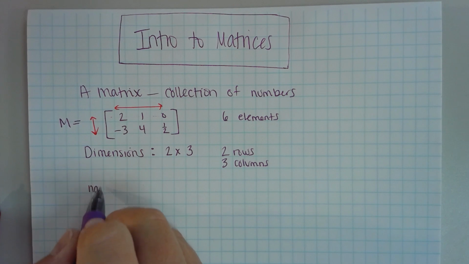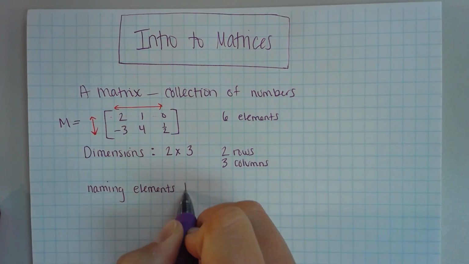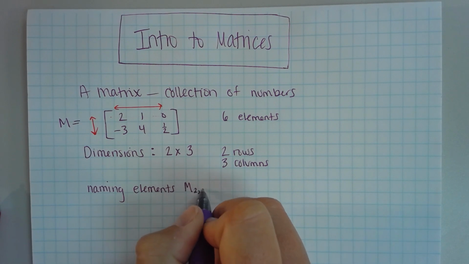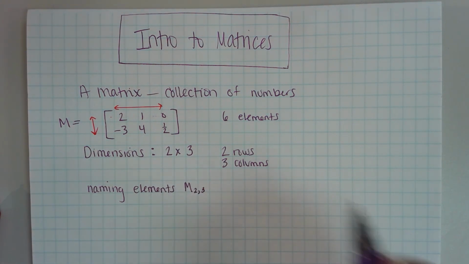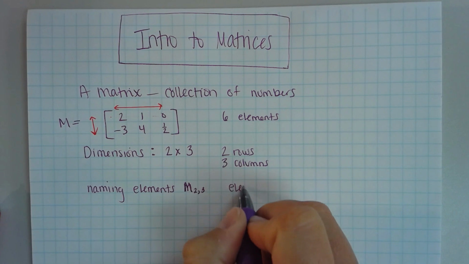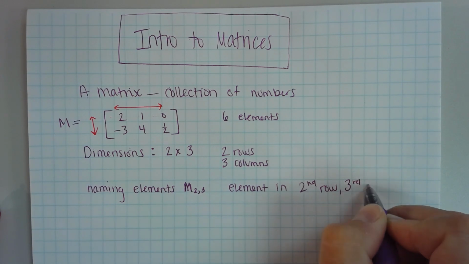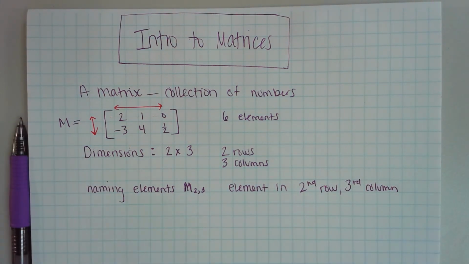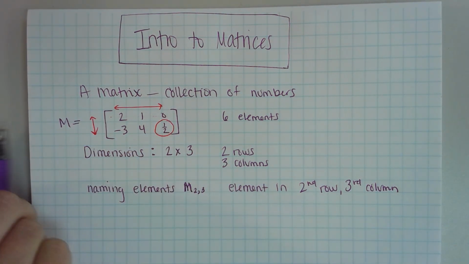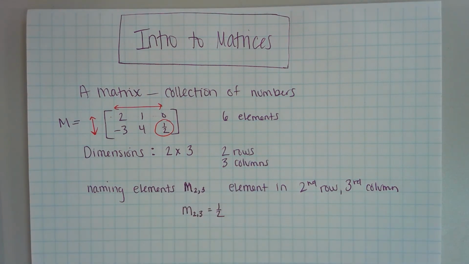When we talk about naming the elements, I saw a few questions like this on an ACT practice test. We talk about it by the row and column. So if I said something like element 2, 3, and actually that would be a lowercase m, sorry, that would mean the element in the second row, 3rd column. So that would tell us to go down to the second row, go over to the 3rd column, so that element would be 1/2. So element M sub 2, 3 is equal to 1/2. Okay.